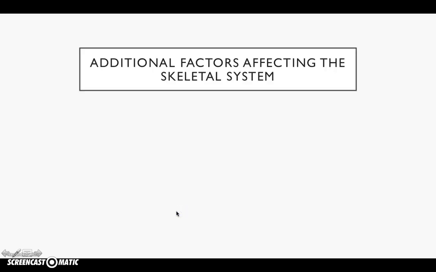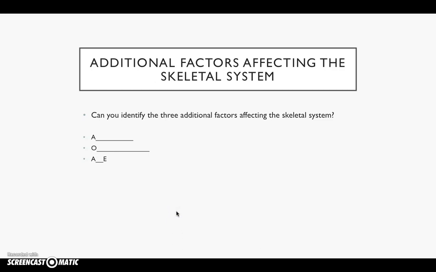Done responses, done adaptations. Now what we need to look at is the additional factors affecting the skeletal system. So what else affects our skeletal system when it comes to sport or when it comes to everyday life? Can you identify the 3 additional factors affecting the skeletal system? Pause this and give that a go. If you couldn't, here's a fill in the blanks for you. Hopefully that will jog your memory a bit. If you pause this and again have a think, maybe look at your trigger and answer slides.